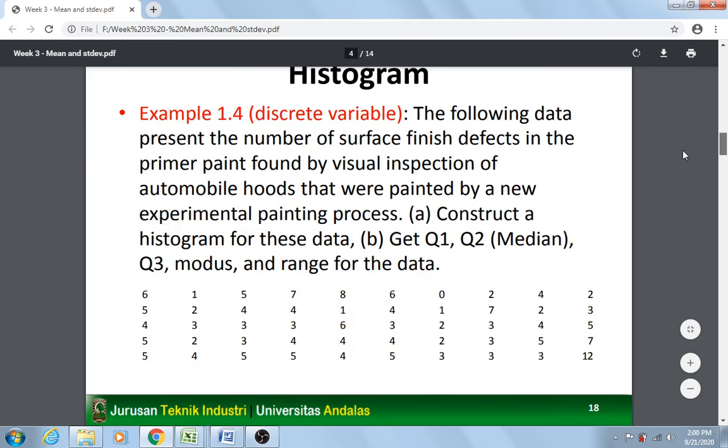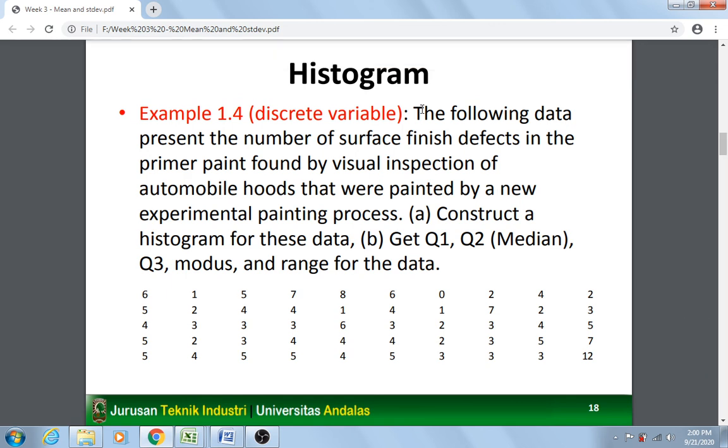Okay, here we have a set of data, and the following data present the number of surface finish defects. So we can have 0 defect, 1 defect, 2 defect, 3 defect, 4 defects, and so on and so forth. So for sure, this is counting data. This is not a continuous data.